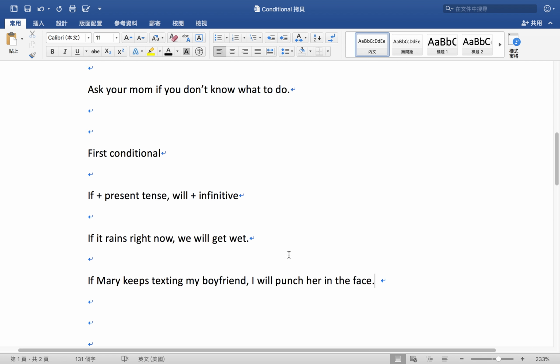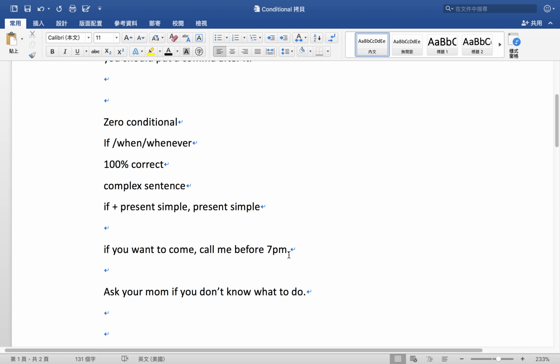So that's it. This is the zero conditional and the first conditional.